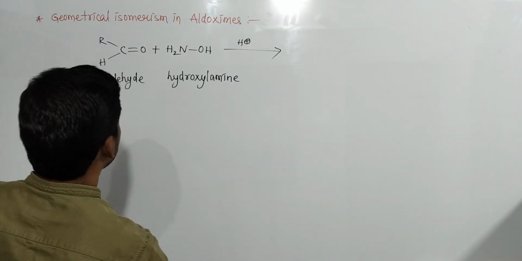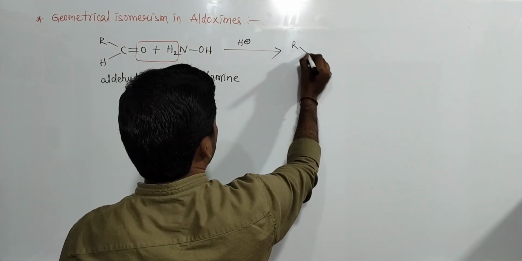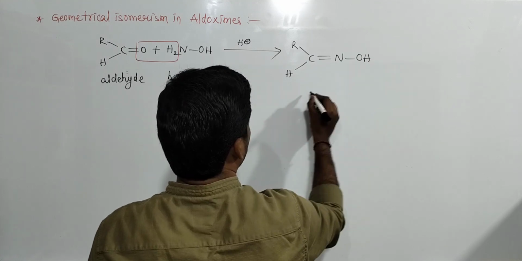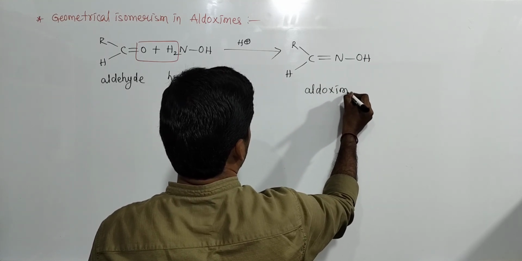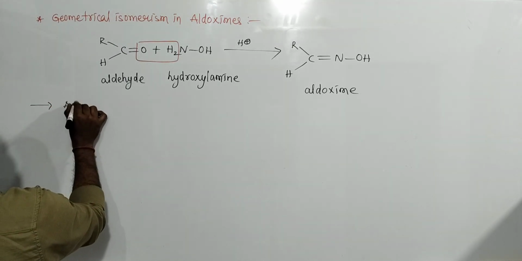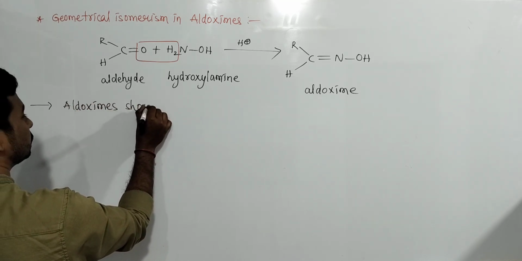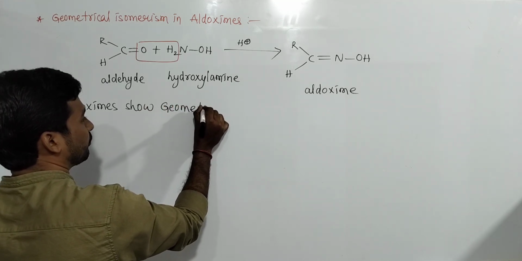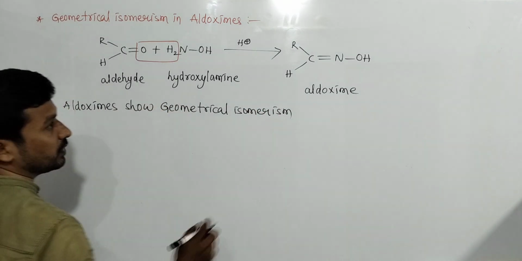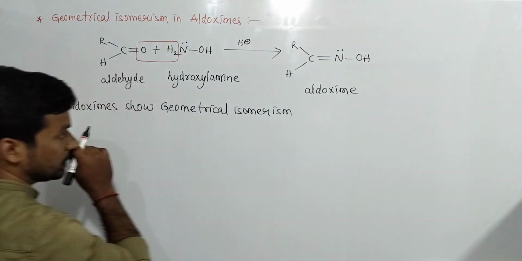what happens? Here remove these two and write RCH, between carbon and nitrogen a double bond, and OH on nitrogen. This is called aldoxime. Aldoximes show geometrical isomerism. How? Because of the lone pair of electrons present on nitrogen. Nitrogen has 3 bonds, so a lone pair is there.